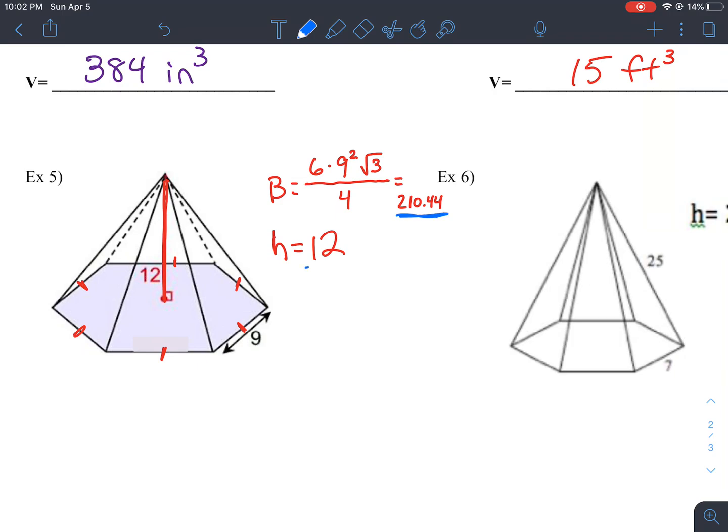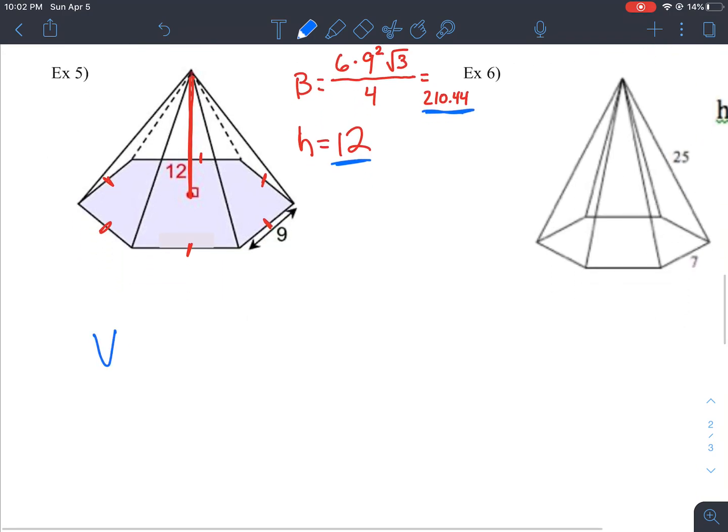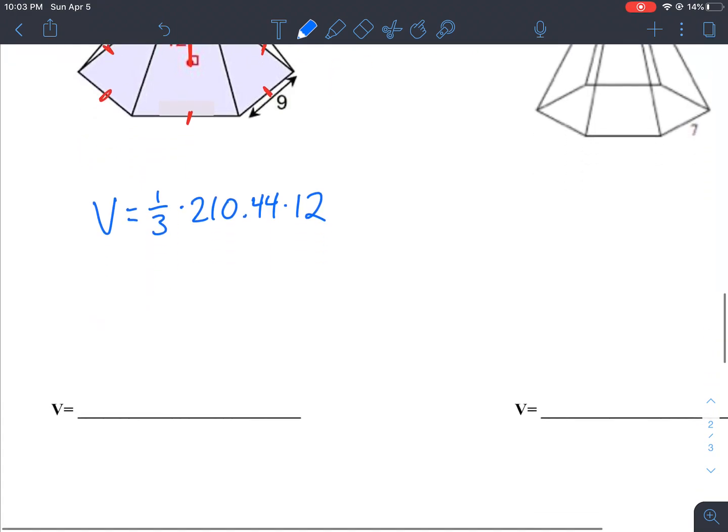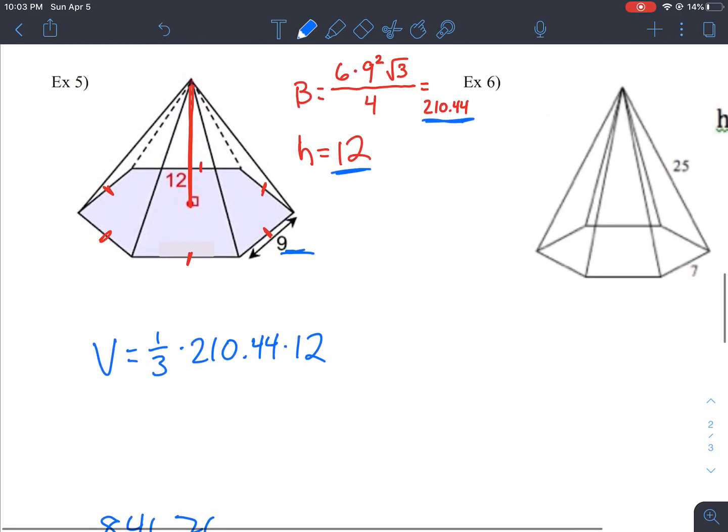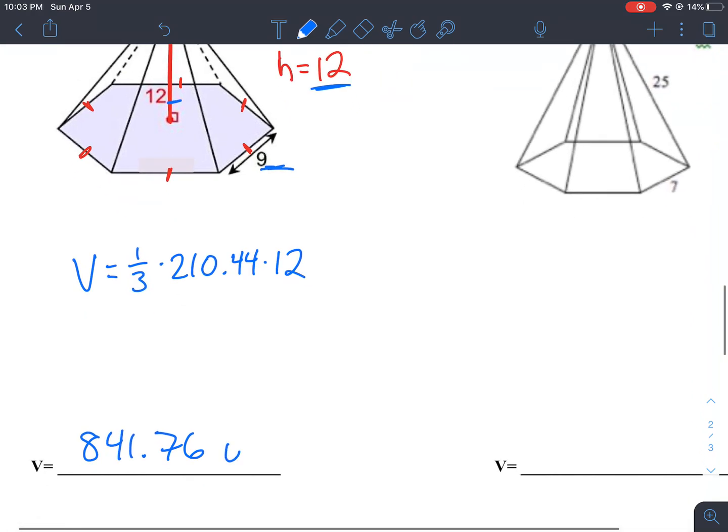I've got the area of the base, got the height. Volume is 1/3 times the area of the base times the height. And that comes out to be 841.76. And we are not given any units here. So that's just going to be units, sorry, not squared, cubed.